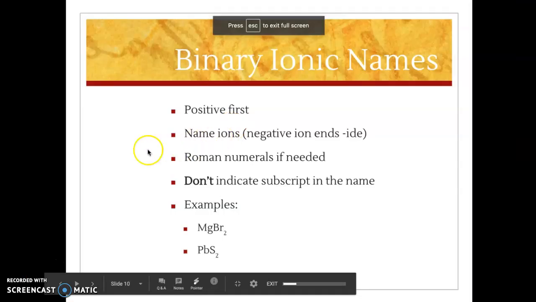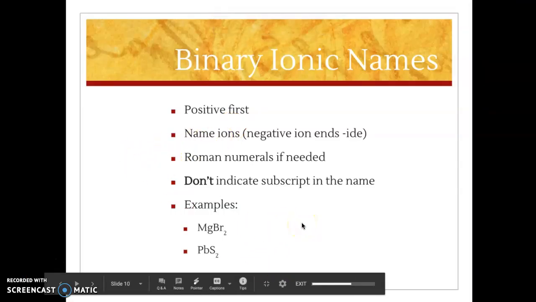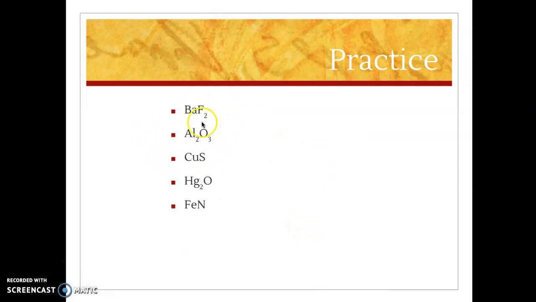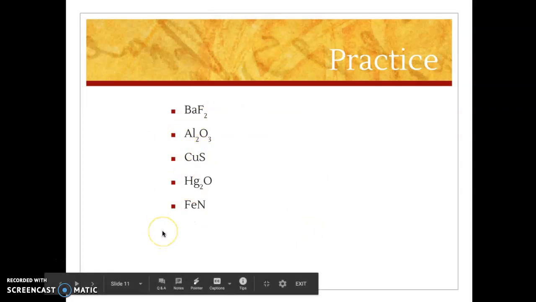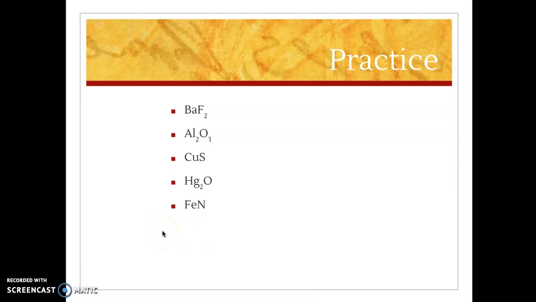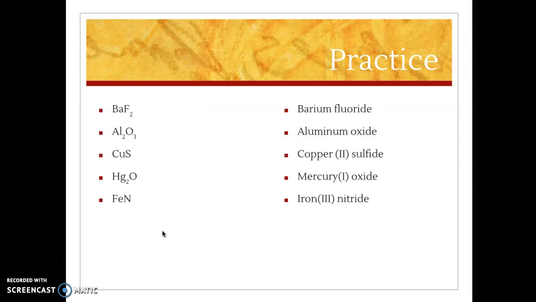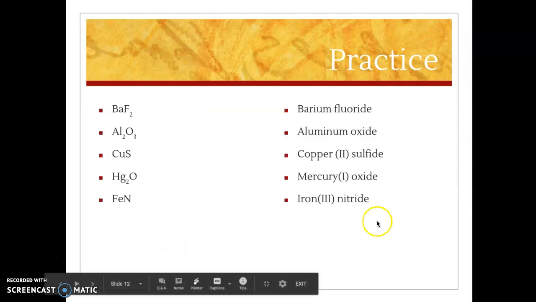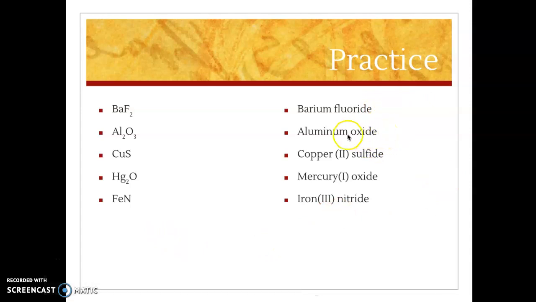All right, so again, going back to the slideshow, those are those 2 examples. You can pause the video and try out these 5. You can take as much time as you need, and I'll show you the answers. And there they are. So with these examples, barium and aluminum do not need Roman numerals, so we're not going to include any. Copper, mercury, and iron need to have Roman numerals, so we have to indicate what the positive charge is. And then all these negative ions have "-ide" endings.